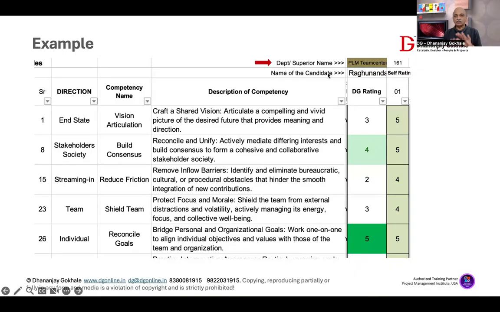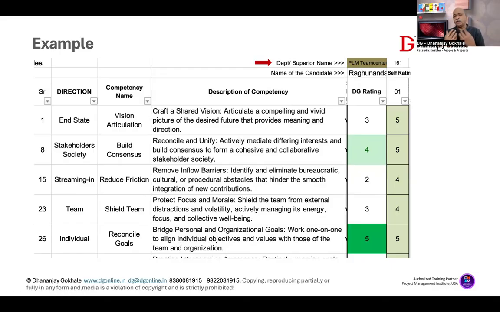Now let me show you the scorecard. If you see, this is my method of scoring. This is the department and the superior name. So let's say I'm interacting with Raghu. His name is Raghu. I'm interacting with that person, and it's not that I ask question one and two and three and four.